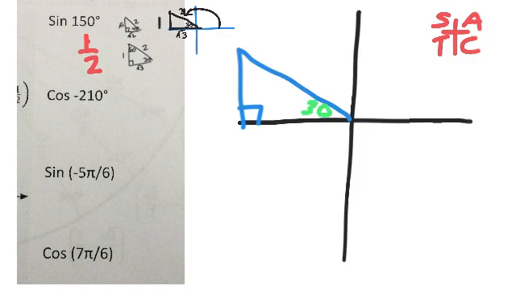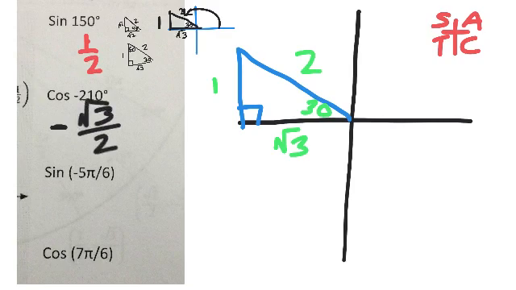So I have a 30, 60, 90. Across from the 30 is 1. Across from the 60 is radical 3. Across from the 90 is 2. Now I'm asked to find cosine in the second quadrant. In the second quadrant, only sine is positive. Therefore, cosine, my answer is going to be negative. Now, cosine is the adjacent over the hypotenuse. From 30 degrees, my adjacent side is radical 3. My hypotenuse is 2. So that's negative radical 3 over 2.